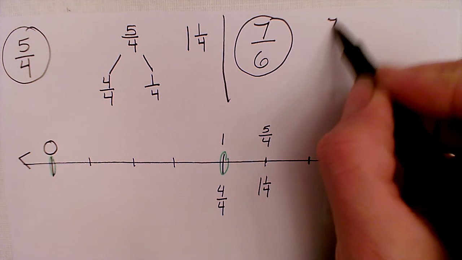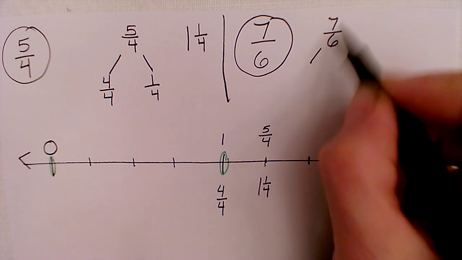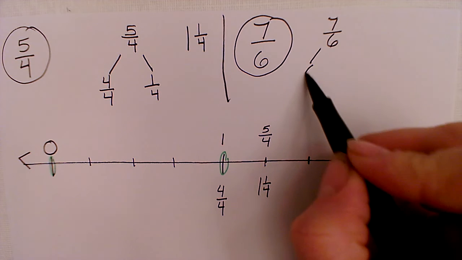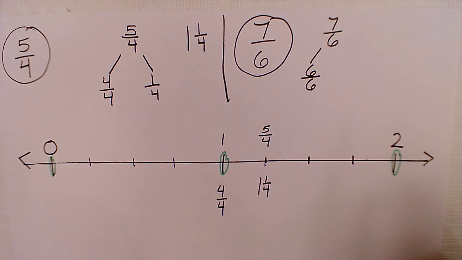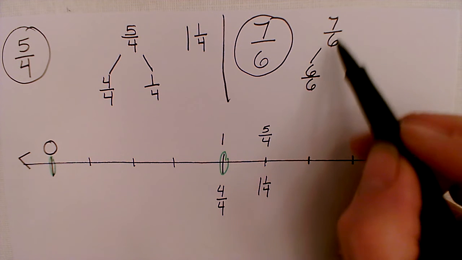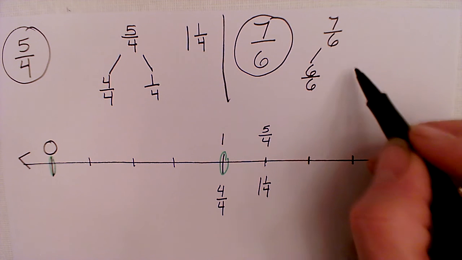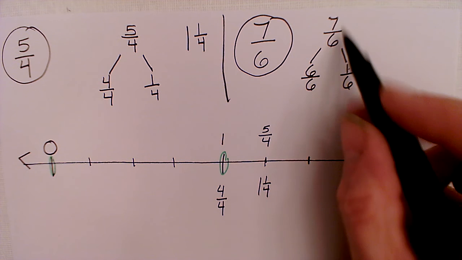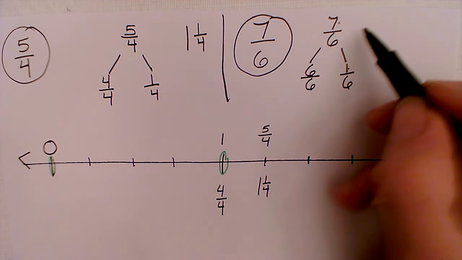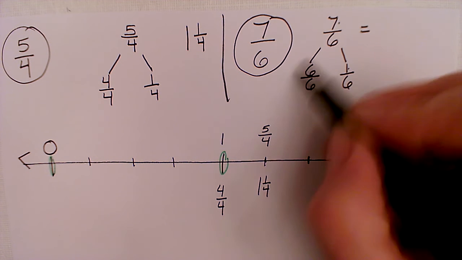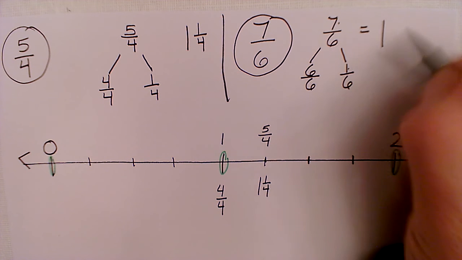So let's do the same process. I have 7/6. I want to pull a whole out of this, but now my denominator is 6. So I know that 1 whole would be 6/6. And that would again leave me with 1 more. So if I pull 7/6 minus 6/6, that's going to leave me with 1/6, or 6/6 plus 1/6 is 7/6. So now I can say that 7/6 is really equal to 1 and a 6th.